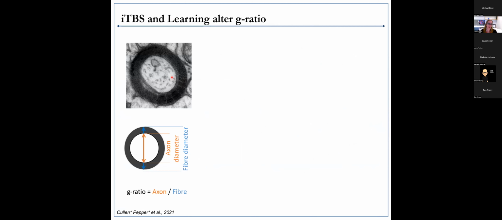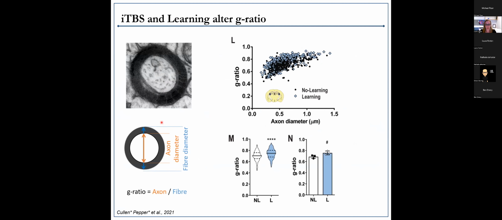So to get at this question, we did cross-sectional TEM in the hippocampal fimbria. We first measured the G ratio, which is a rough indication of myelin thickness. So it's the axon diameter to the fiber diameter ratio. An increase in G ratios is indicative of thinner myelin, which was somewhat unexpected because we saw an increase in the G ratio, suggesting that the myelin around fimbria axons in the learning mice was actually a little bit thinner.